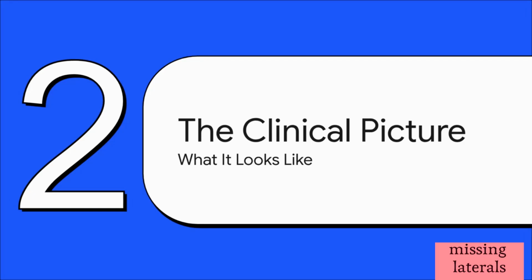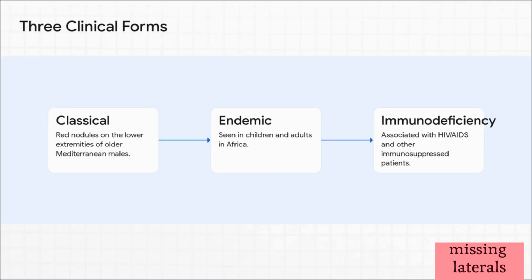Okay, so we know a virus is behind it, but how does that actually show up in a person? What does the clinical picture look like? Let's take a look. It turns out there are three main ways this condition can present. You've got the classical form, which usually shows up as red nodules on the legs of older men with a Mediterranean background, and it tends to be pretty slow-moving. Then there's the endemic form, found in both kids and adults in Africa, and finally, the immunodeficiency form, which, as the name suggests, is tied to people with weakened immune systems, especially those with HIV/AIDS.